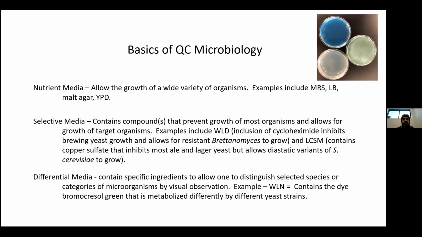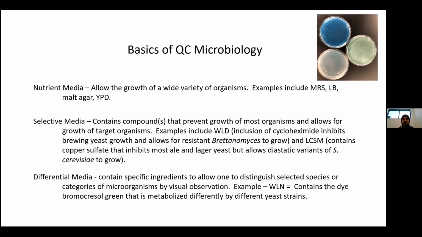Okay, so the basics of QC microbiology are essentially these three types of media. Nutrient media allows the growth of essentially anything. It doesn't necessarily tell you what is what, it's just that anything grows in it. Malt agar or YPD would be examples of that. A selective media contains a compound or compounds that prevent the growth of most of the organisms, but allow for the growth of whatever you're targeting.